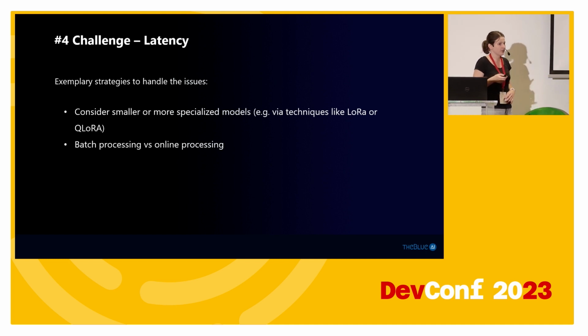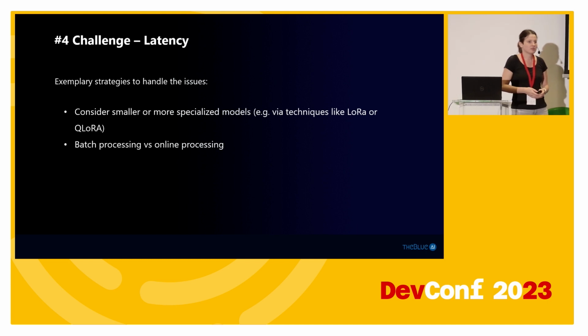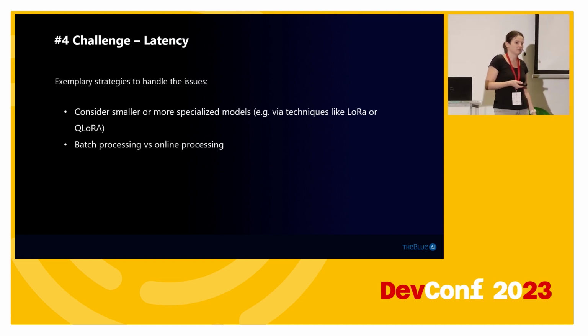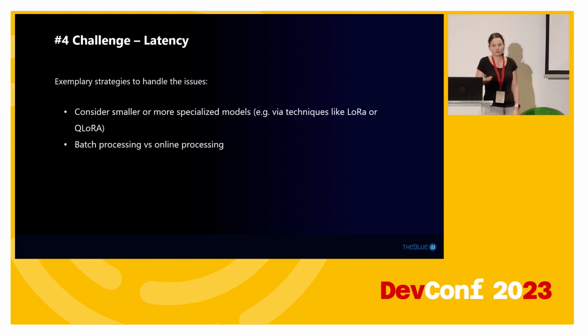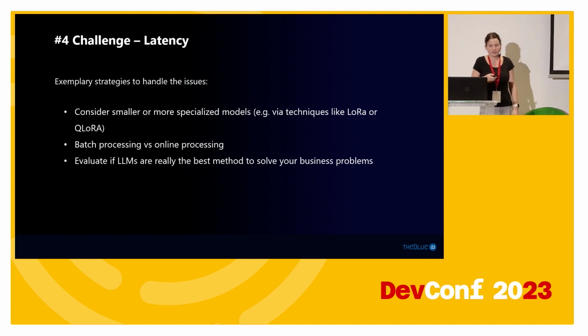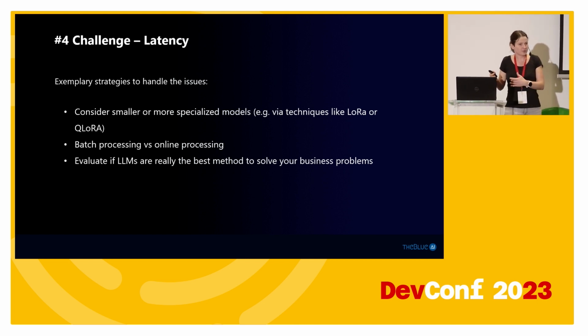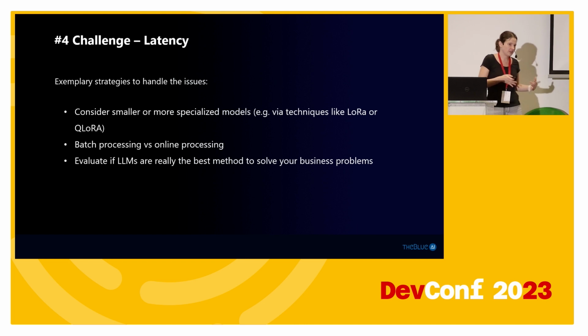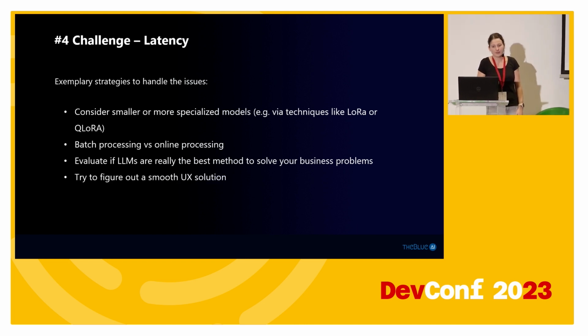Or maybe you can just use an easier language model. Consider if you really have to do everything as online processing, because quite many tasks can already be done beforehand, and then you don't have to let the users wait for the answer. Again, evaluate if the large language models are really crucial, if the latency is super crucial for your use case. And you can also try to figure out a smooth UX solution.